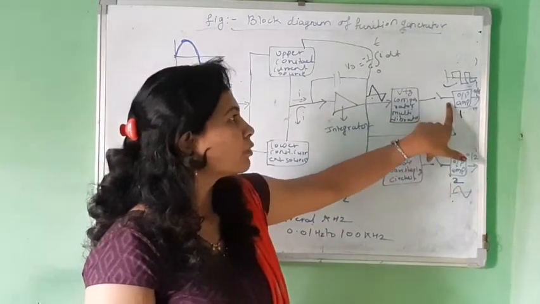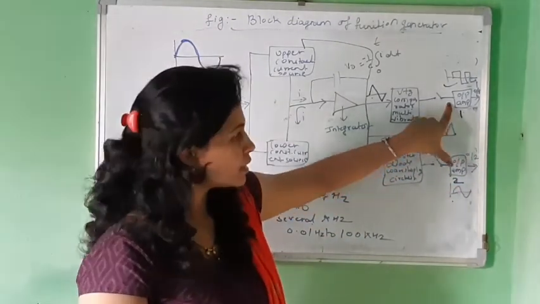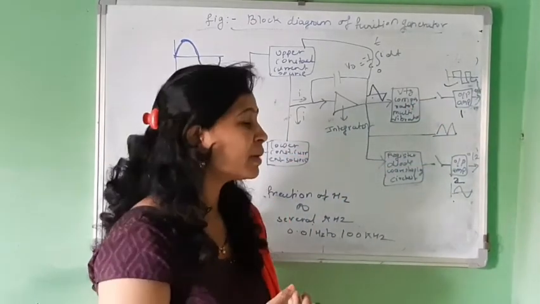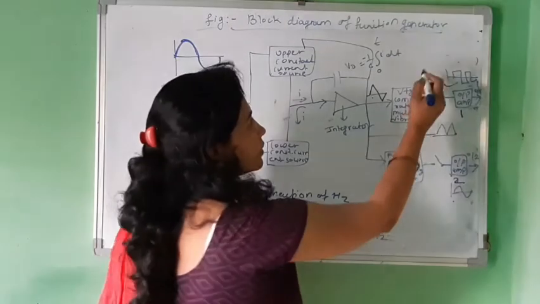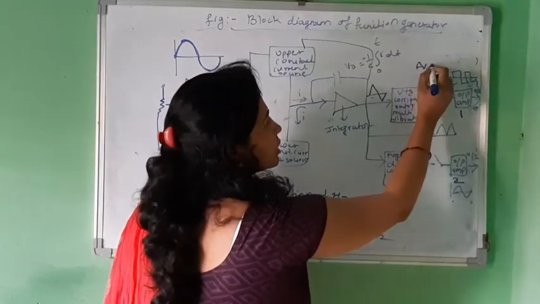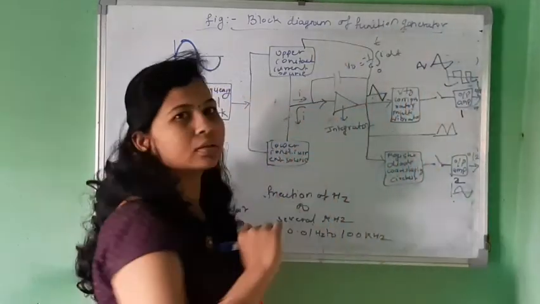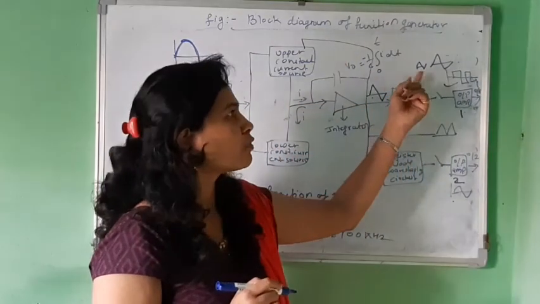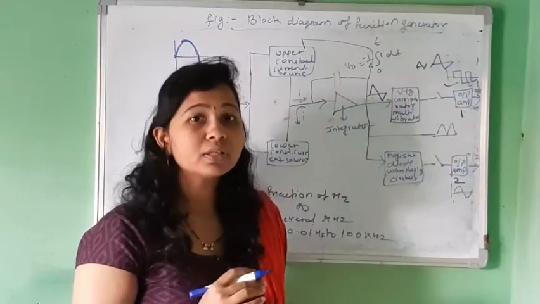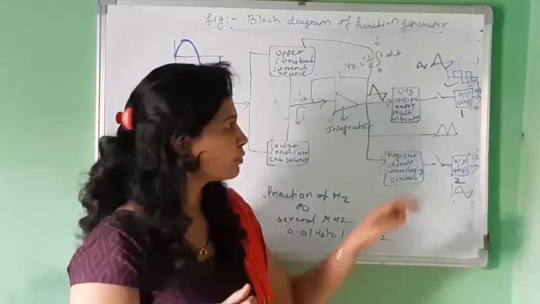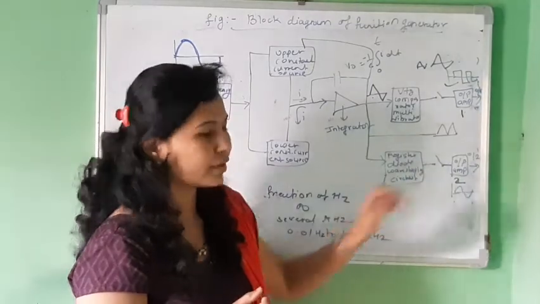What is the use of these amplifier circuits? These two amplifier circuits are used to amplify the signal. It means if the waveform is of small size, then by using the amplifier we can convert the small waveform into a large waveform. We have to amplify the signal, and for that we use the amplifier circuit here.